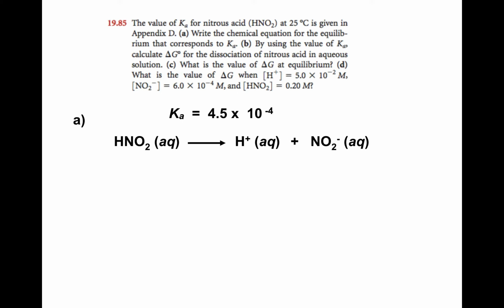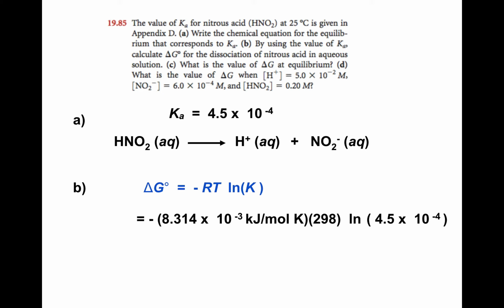So we're just working backwards, right? We're plugging into this equation. In this case, though, we're solving for G naught. So you look up the Ka value for nitrous acid. It's non-spontaneous, so I expect a positive value for G naught at standard conditions.